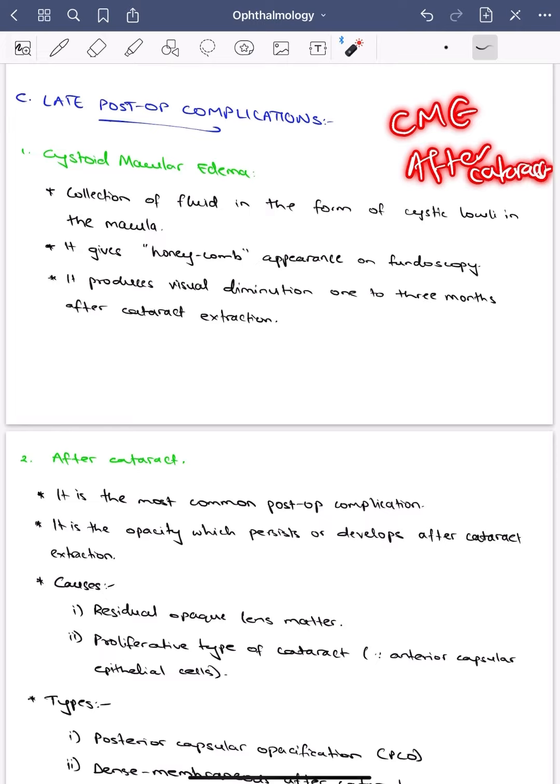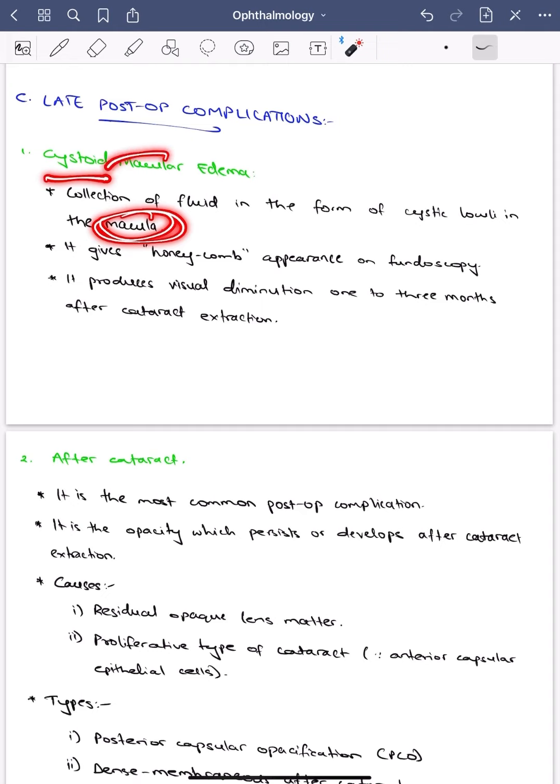Okay, so these are the most important late post-op complications. Now cystoid macular edema refers to the collection of fluid in the form of cystic loculi in the macula. Now it gives off a honeycomb appearance on fundoscopy. Okay, so remember honeycomb appearance in your fundoscopy. This can be asked as a 1-mark question.